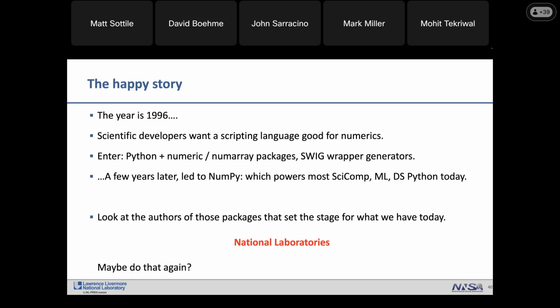Livermore was participating in the numeric or numarray, one of those. Los Alamos participated in the Swig. And so the national labs recognized this gap. They recognized the need, and they put in that time to get the technology up to the point where it was useful. And all of a sudden, now it's the bedrock for a whole chunk of the scientific and now industry with machine learning community. And so I think it's kind of a good thing, and this should be a way of thinking, maybe we can do this again for memory safe languages.